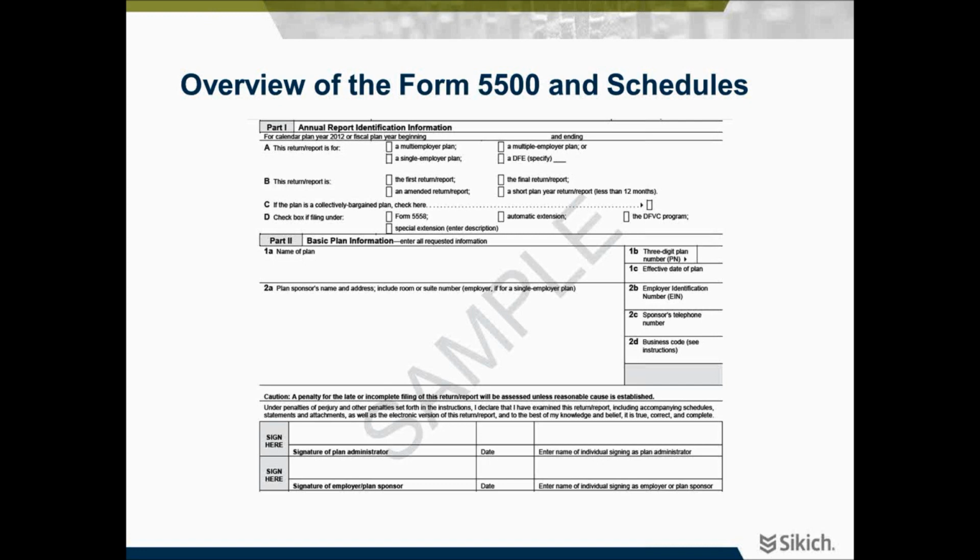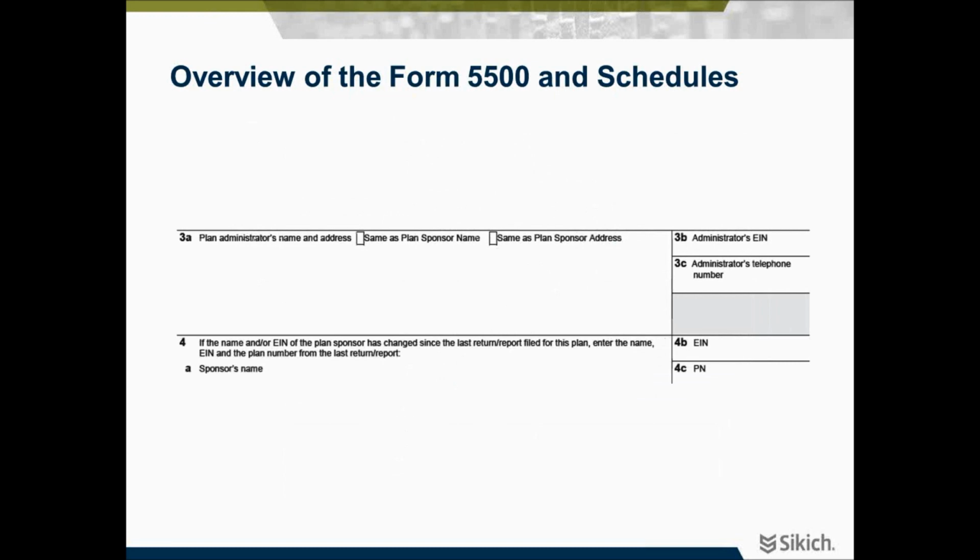Okay, and then for the EIN, you're going to enter the EIN of the plan sponsor, the employer, or the entity. If the plan sponsor doesn't have an EIN, then you have to apply for one. So the EIN would stay the same unless it's changed, and then you would have to report the change. The EIN must be shown on all of the attached schedules. And then, of course, you have the business code.